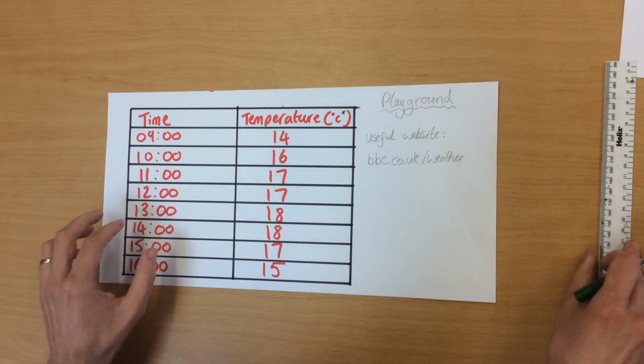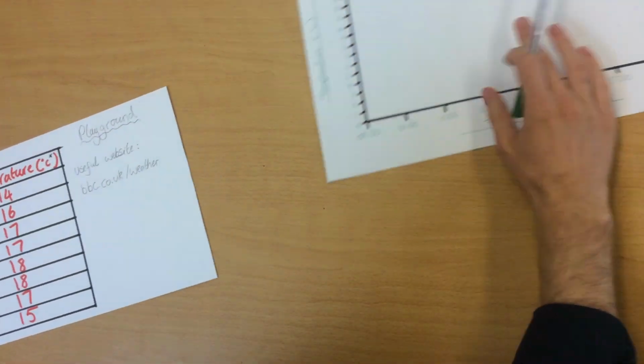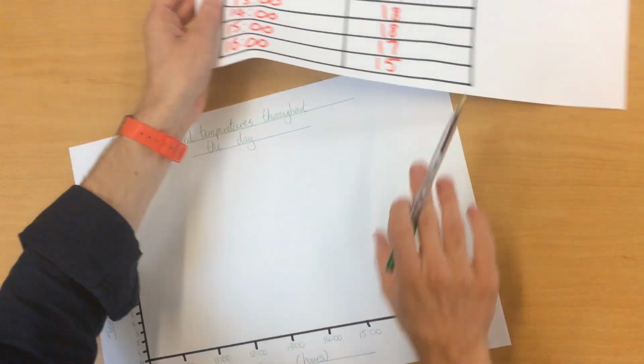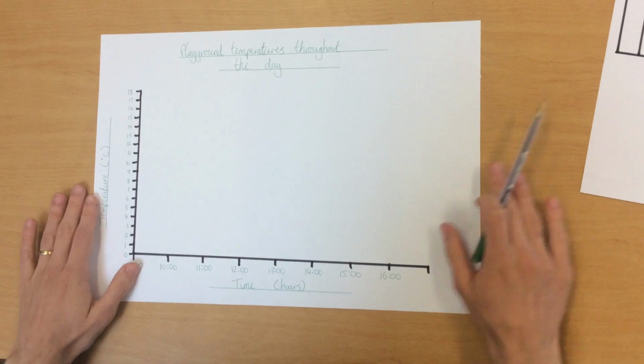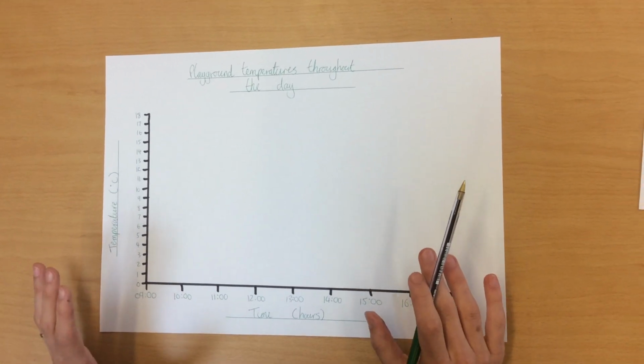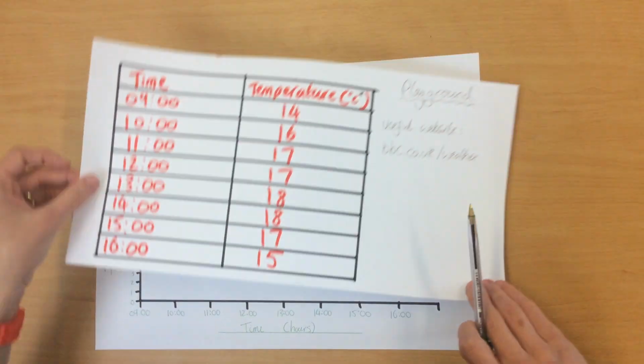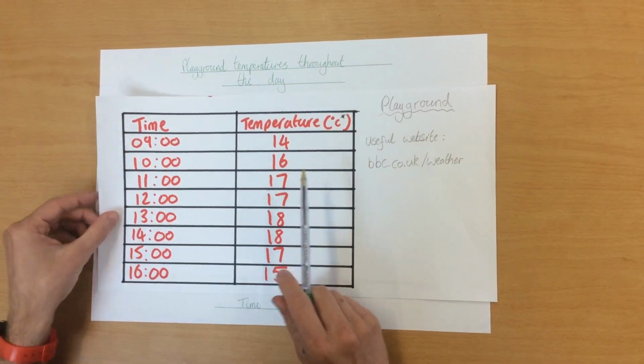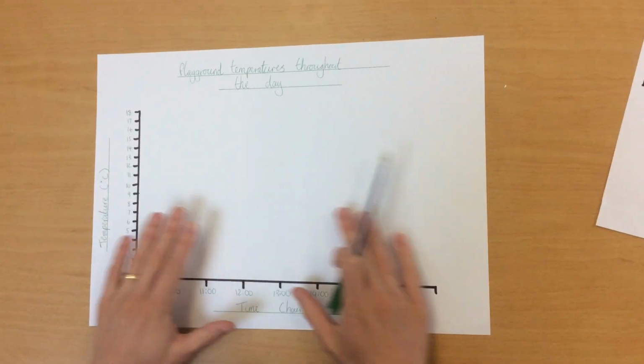So that's today's task, but I'm now going to move on to what tomorrow's task is. And tomorrow's task, I'm just going to leave that to the side for now, is to create a line graph using your data that you've collected. Okay, so this is my data. I now need to move this data and plot it on a line graph.